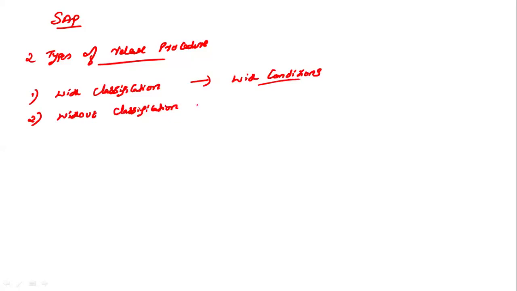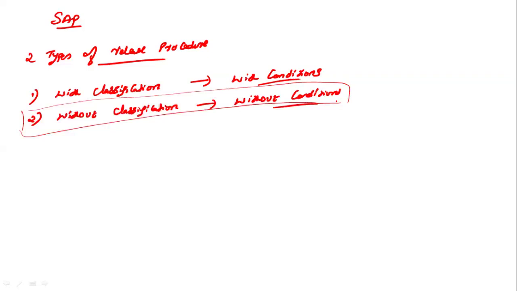Okay. Then we have without classification. Without classification is without the conditions. So if business does not have any values, they will tell that for all the PRs, for all the purchase requisitions, I want a single approval flow. There should be only one person who is going to approve it. Then you can go with this. If you have multiple persons who are going to approve the PR, then go with the one. Normally, what we have seen in business is there will be multiple persons who are going to approve the PR.